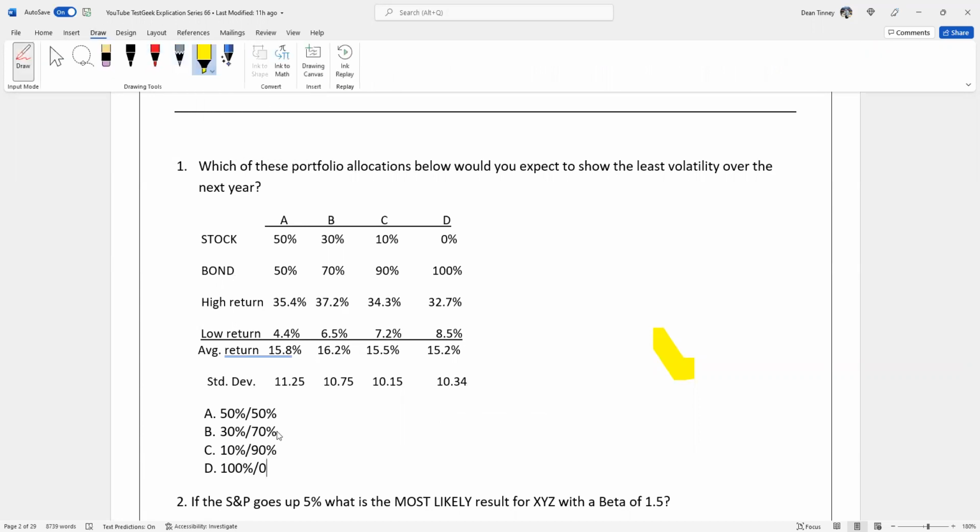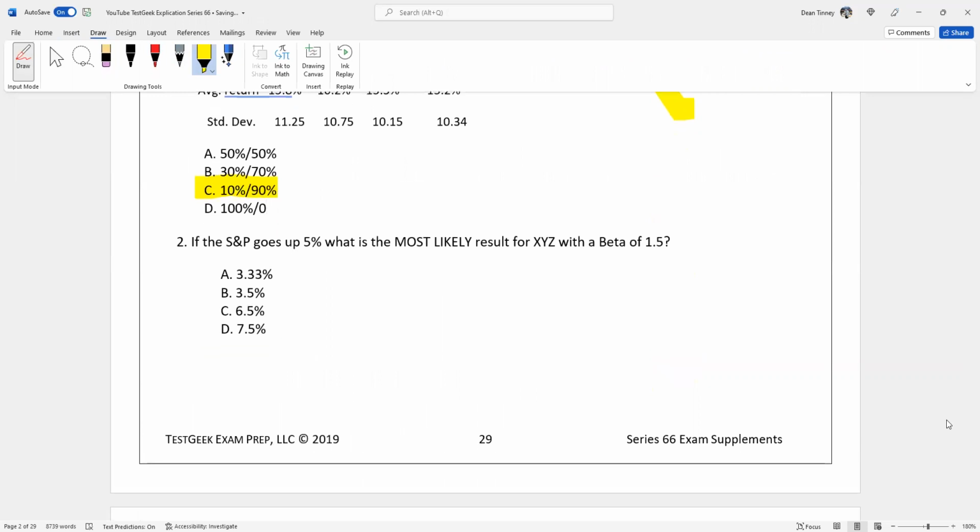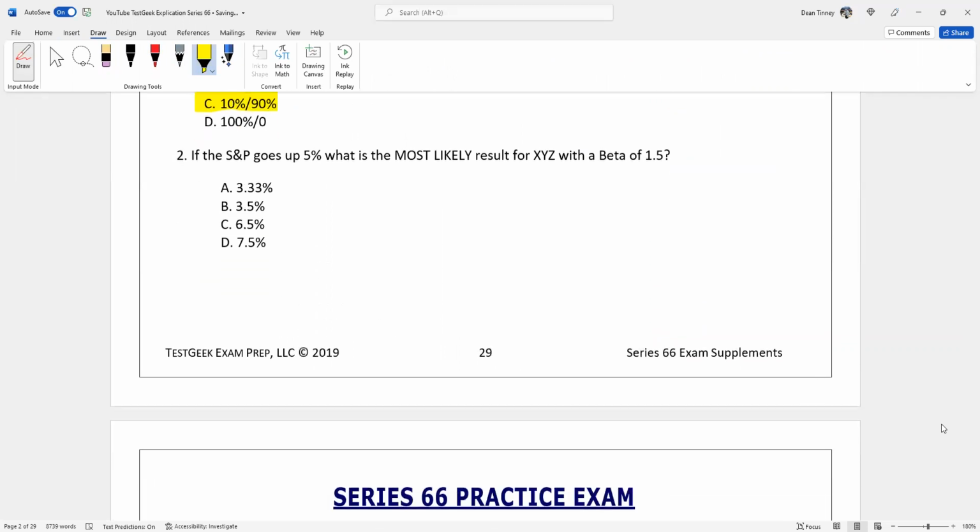There we go. Choice C. All right, number two. If the S&P goes up 5%, what is the most likely result for XYZ with a beta of 1.5?